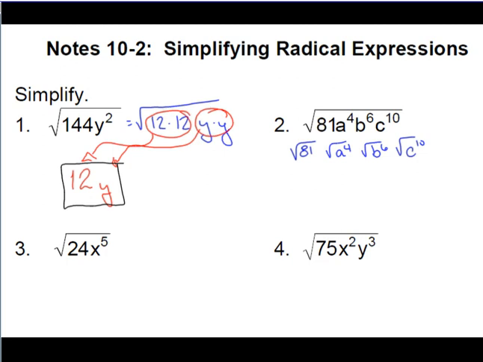Well, square root of 81 is 9, because 9 times 9 makes 81. When I'm taking care of my variables, I'm going to basically go through and divide my exponent by 2. So here I have a to the 4th power. Well, now it's going to translate to a to the 2nd power, because 4 divided by 2 is 2. My b is going to be b to the 3rd power, because 6 divided by 2 is 3. And c is going to be c to the 5th power. And there would be our final simplified answer.